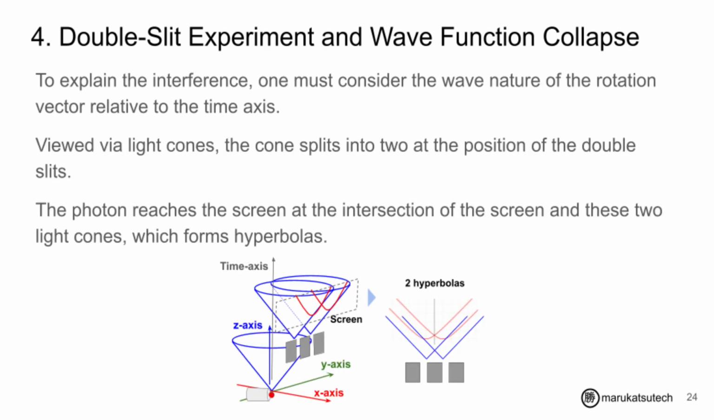To explain the interference, one must consider the wave nature of the rotation vector relative to the time axis. Viewed via light cones, the cone splits into two at the position of the double slits. The photon reaches the screen at the intersection of the screen and these two light cones, which forms hyperbolas.